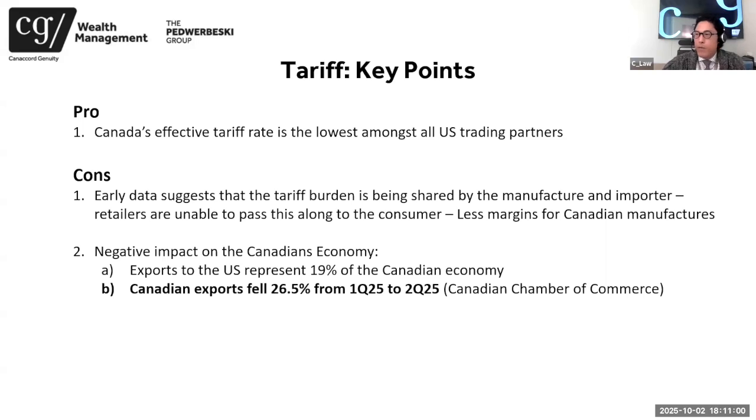So it's had a very negative impact on the Canadian economy, given that 19% of our GDP is exported to the US. Between the first quarter and second quarter of this year, Canadian exports fell 26.5%, according to the Canadian Chamber of Commerce. So the bottom line here is that the tariffs are having a much larger impact on the Canadian economy relative to the US economy. And this is, again, another reason why we can continue to favor US stocks over Canadian stocks.